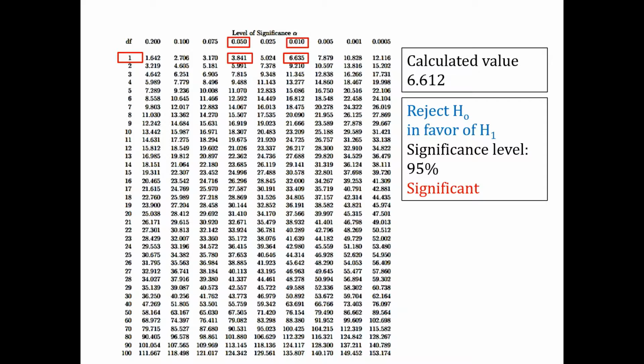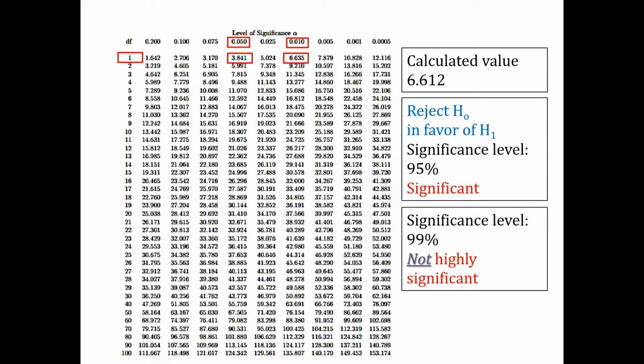So are we going to say that our results are highly significant or not? No, our results are not highly significant, because our probability at this level is not less than 0.01. So our probability is less than 0.05, but it is not less than 0.01. So our results are not highly significant.